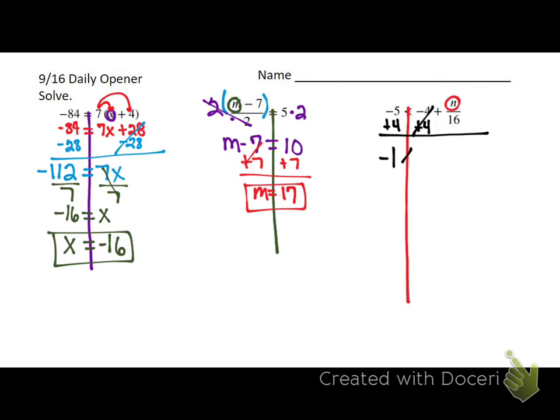Negative 1 is less than n divided by 16. How do I get the n by itself? 16 times negative 1. Negative 16. Your sign, and then n, and then you flip the sign. So I need to show which is still bigger, which is greater, 16 or the n. The n. So I need to reflect that the n is greater than negative 16.